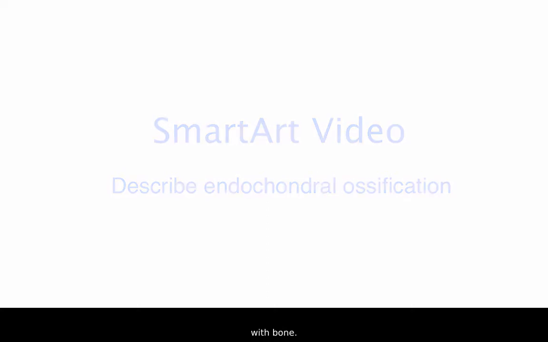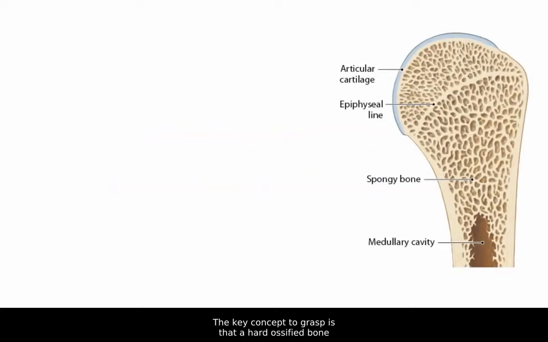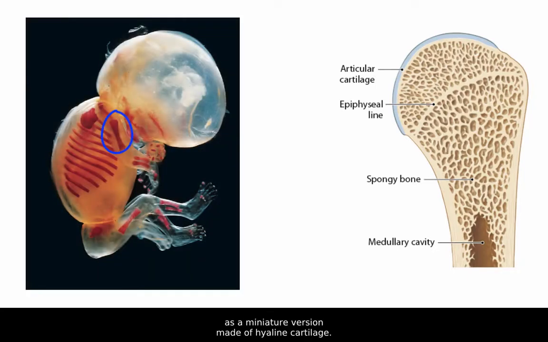Welcome to another Anatomy and Physiology Smart Art video, where we guide you through an important piece of art. After watching this video, you should be able to describe endochondral ossification, the process that replaces the early cartilaginous skeleton with bone. The key concept to grasp is that a hard ossified bone in the adult actually begins in the embryo as a miniature version made of hyaline cartilage.